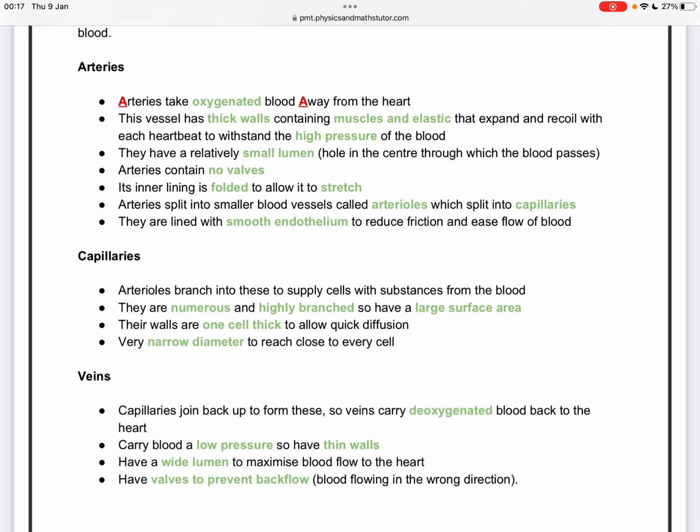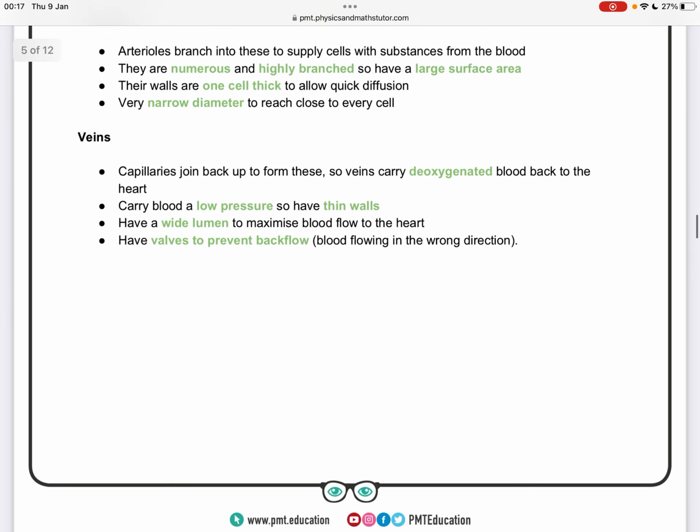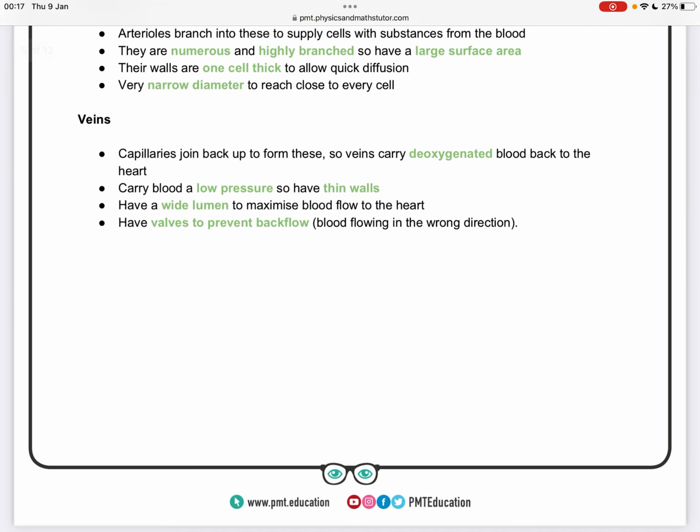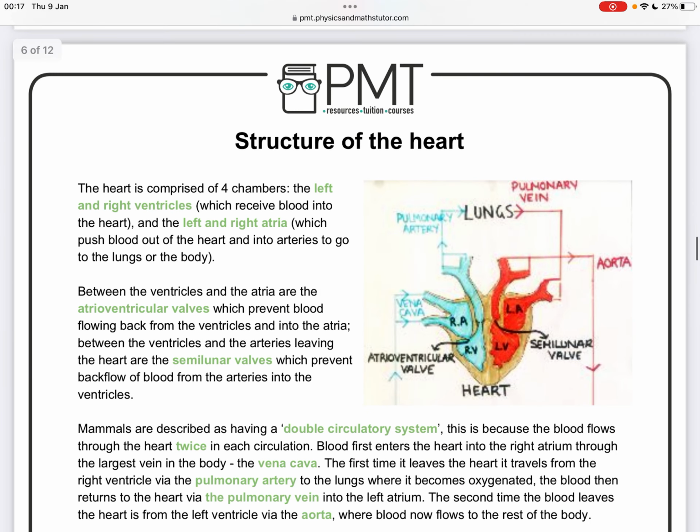Veins. Capillaries join back up to form these. So veins carry the deoxygenated blood back to the heart. They carry blood at low pressure, so have thin walls. They have a wide lumen to maximize blood flow to the heart. They have valves to prevent backflow, blood flowing in the wrong direction.